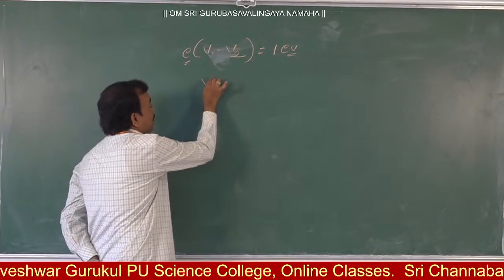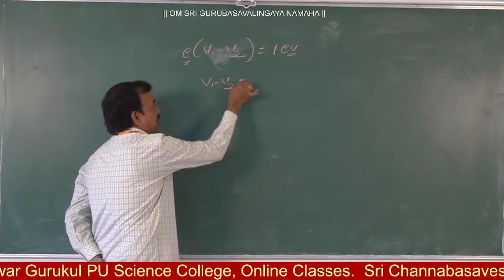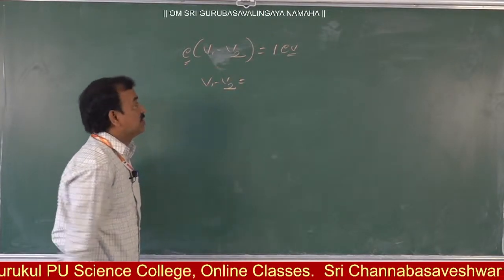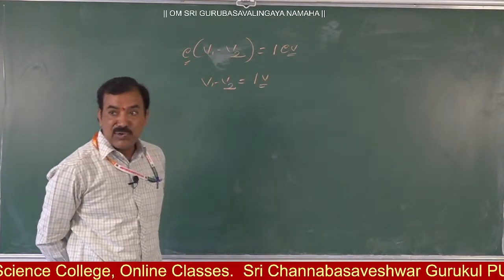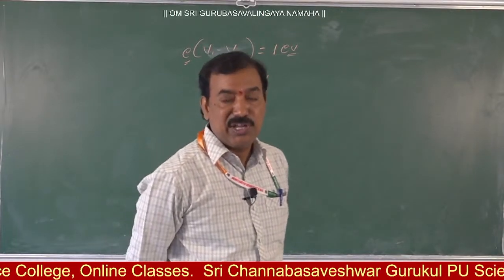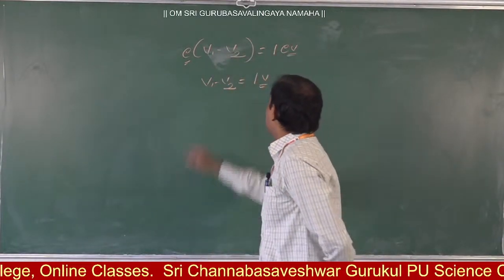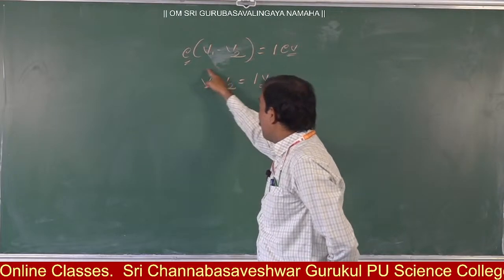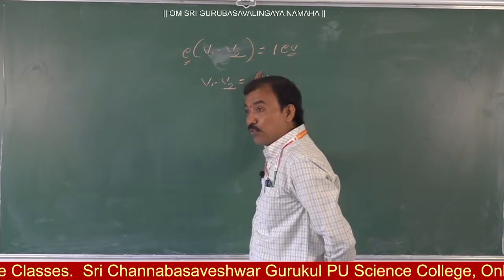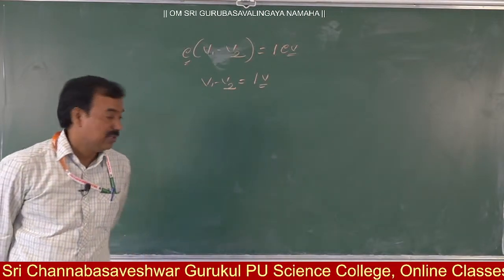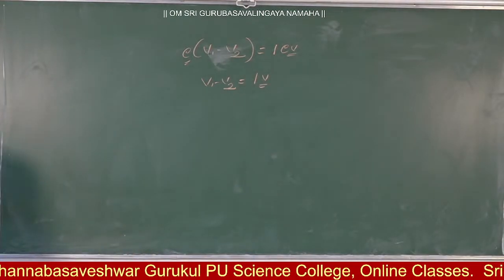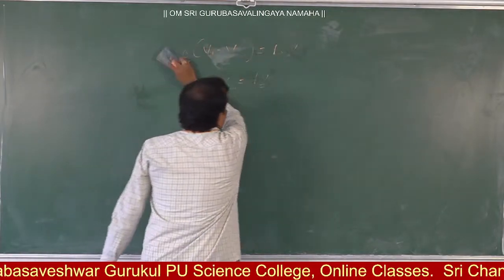Suppose here V1 minus V2 is equal to 1 volt. So E into (V1 minus V2) is equal to 1 electron volt. Again, V1 minus V2 is equal to 1 volt. So this is the decrease in stopping potential. Right. Next question.